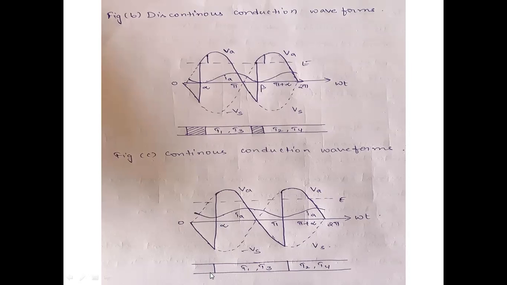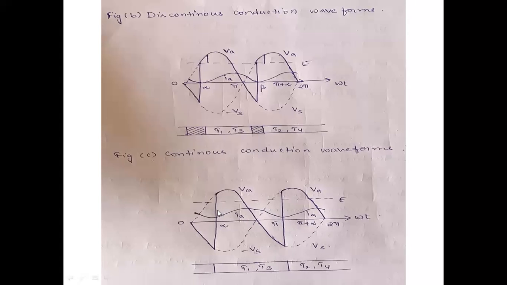So when we apply gate pulses, this turns on forward biased thyristors T1 and T3 at alpha. So at this place, when you give firing angles, T1 and T3 get on. When T1 and T3 get on, it reverse biases T2 and T4. When T2 and T4 are reverse biased, they will be turned off. So a cycle of VA will be completed when T2 and T4 are again turned on at pi plus alpha. Again, when T2 and T4 get on, T1 and T3 get off. So this is a continuous process.